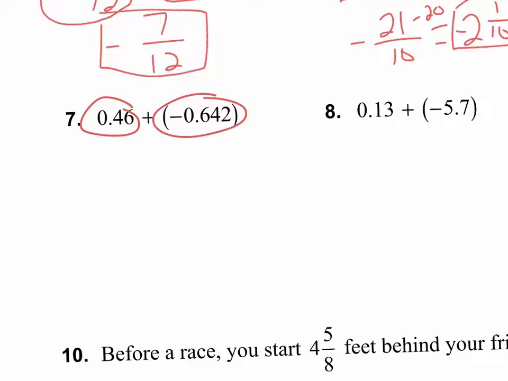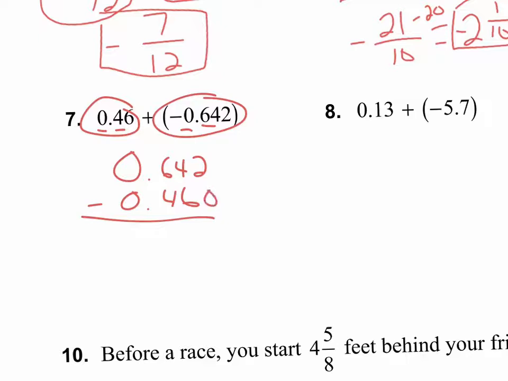So this is a positive, this is negative, so we're going to subtract. I want the bigger number on top. How you find out the bigger number: you look, okay, ones place the same, tens place, 6 is bigger than 4. So this number is going to be bigger, 0.642, because the tens place is bigger. Minus 0.46, because they are opposite.